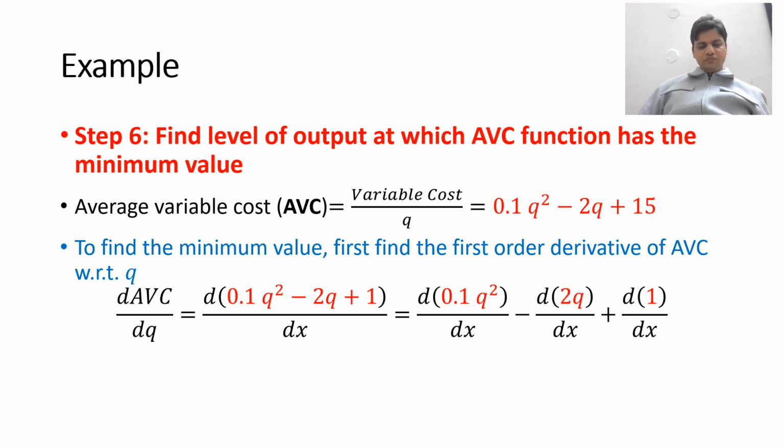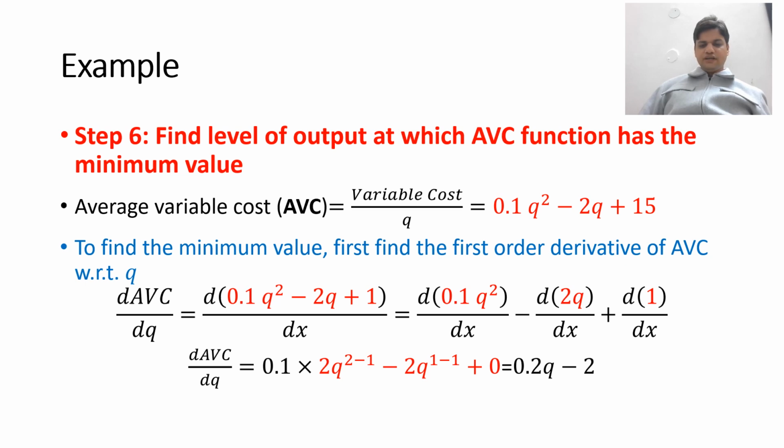linear in parameter. So we are doing it, and you know the rules of differentiation. So going further, finally we have 0.2q minus 2.